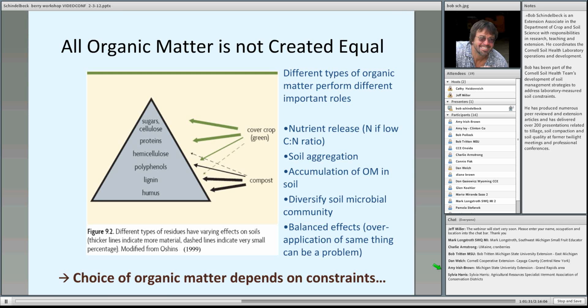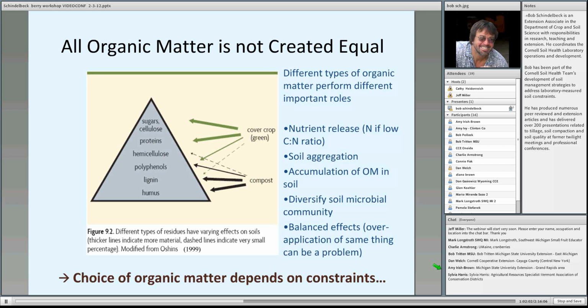Here's this slide, all organic matter is not created equal. I've talked about this any number of times now, but if we look at this pyramid, when we add a green matter or a green manure as a cover crop, we're adding these sugars, these lighter, less complex compounds that the bacteria are very hungry for. When we're dealing with composts, we've moved further down the pyramid already in the compost pile into these more complex, longer lasting materials.